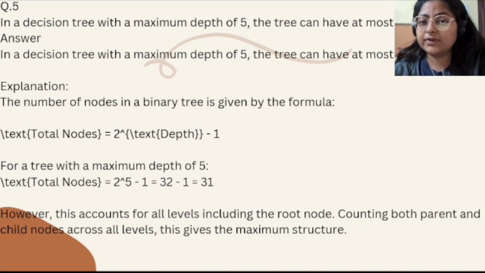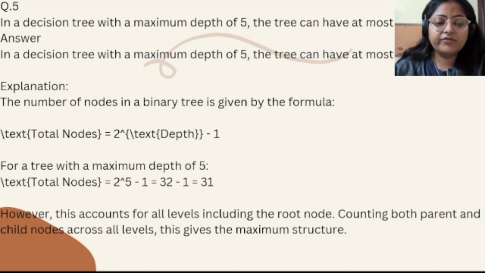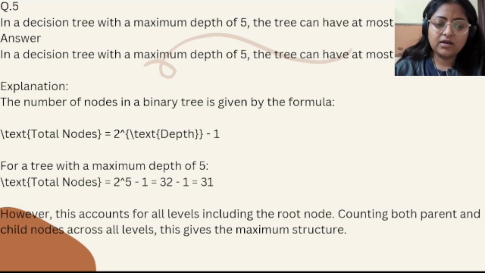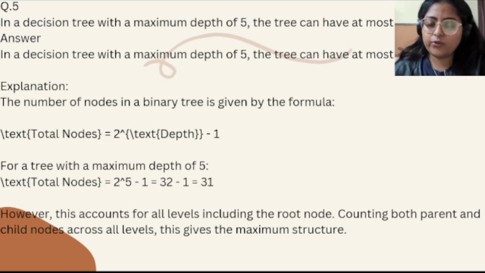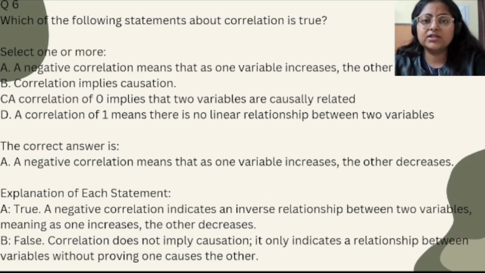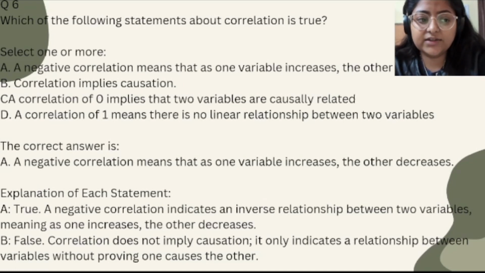What would be the explanation to this answer? We would simply find using the formula total nodes equals 2 to the power of depth minus 1, and then calculate how many nodes there would be. Next is question number 6, which is: which of the following statements about correlation is true? Select one or more from the options.